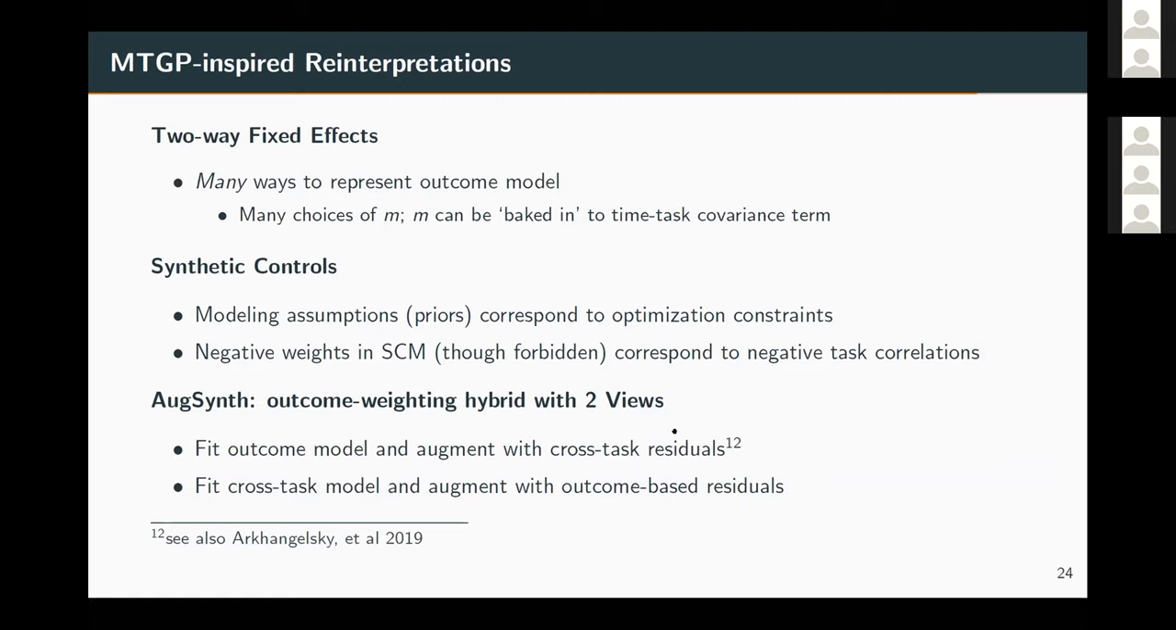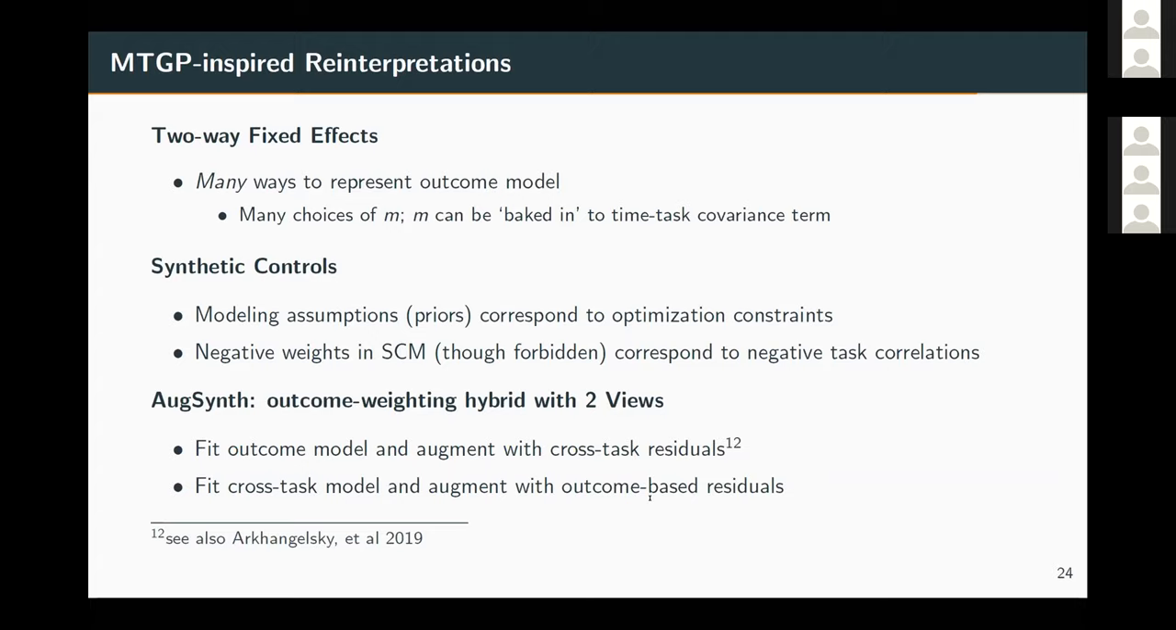In AugSynth, going back to this trade-off between outcome and task models, you can now view it in these two different lenses and realize that there's actually a lot of flexibility. And if you are going to use augmented synthetic controls, there's a lot of flexibility in what you can do. You could think about fitting an outcome model and then augmenting with a cross task residual. So that's augmenting with the synthetic control weights or the predictions from synthetic controls. Or alternatively, you could flip that and fit synthetic controls as the original AugSynth model does, and then augment with the outcome-based residuals.